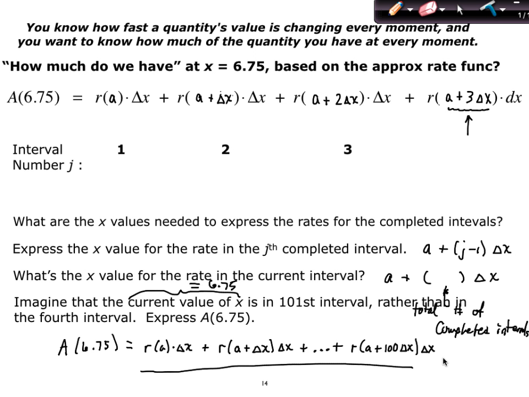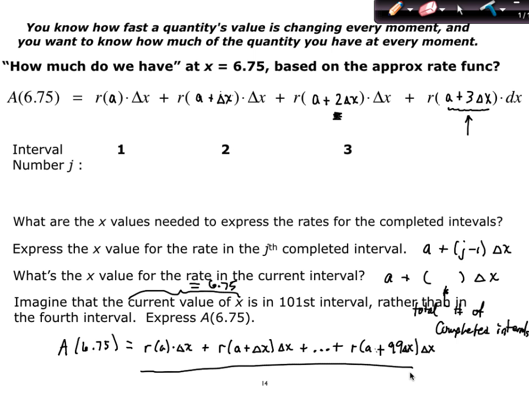What is the x value at the start of the 100th interval? A plus 100 delta x? How many intervals do you have to go across to get to the start of the 100th interval? You beautifully told me this. How many intervals do you have to go across to get to the third interval? Two. How many to get to the 17th interval? 16. How many to get to the 100th interval? 99. Right? The last completed interval will start at A plus 99 delta x.